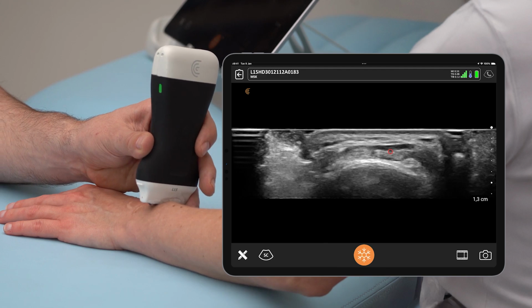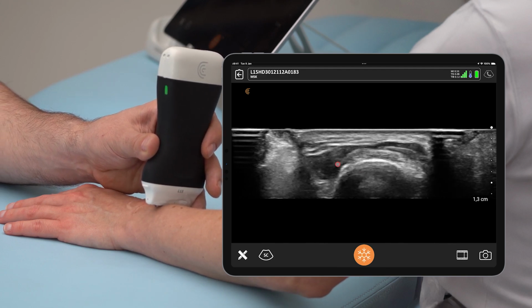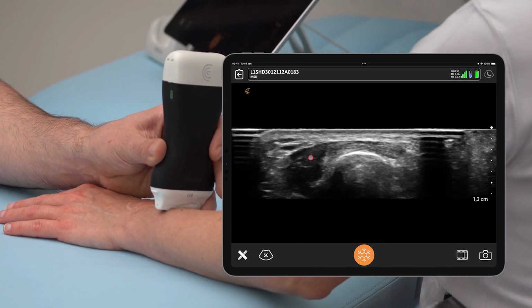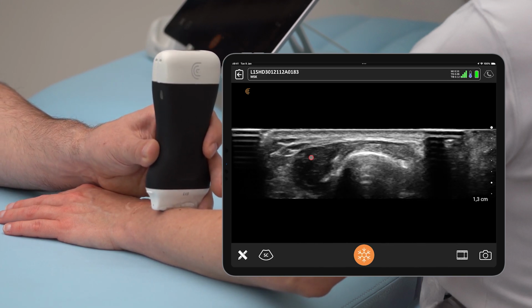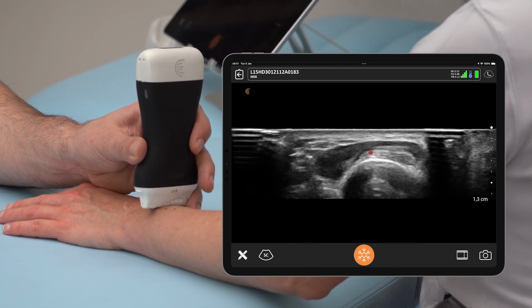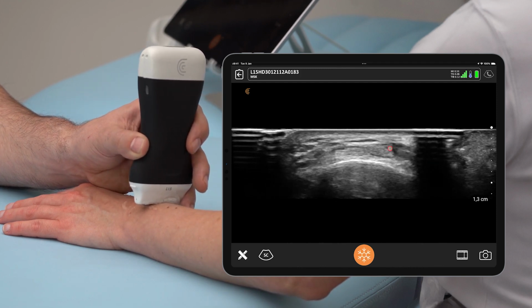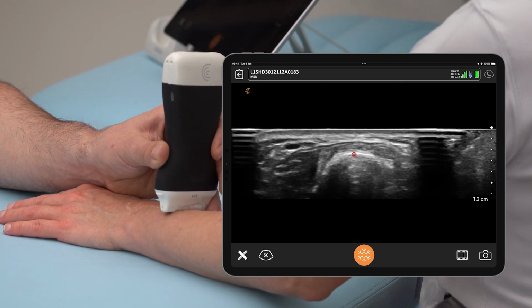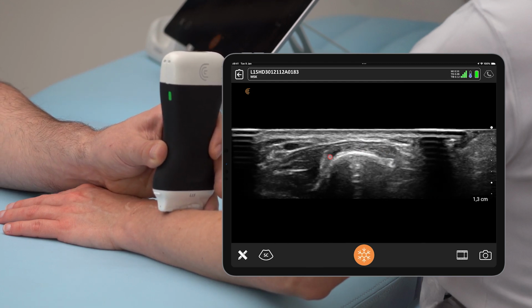And then if you look closely, you can see that the content of the first extensor compartment, so the APL and the EPB, are crossing the content of the extensor 2 compartment. So there you can see the muscle belly of compartment number 1 going over the tendons of compartment number 2. This is compartment number 2, and that's the content of compartment number 1.